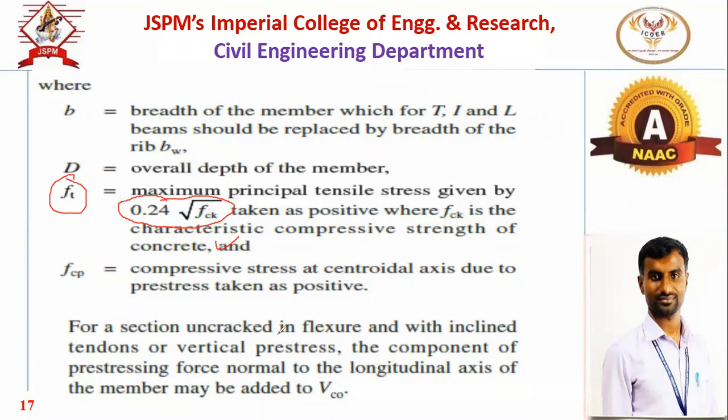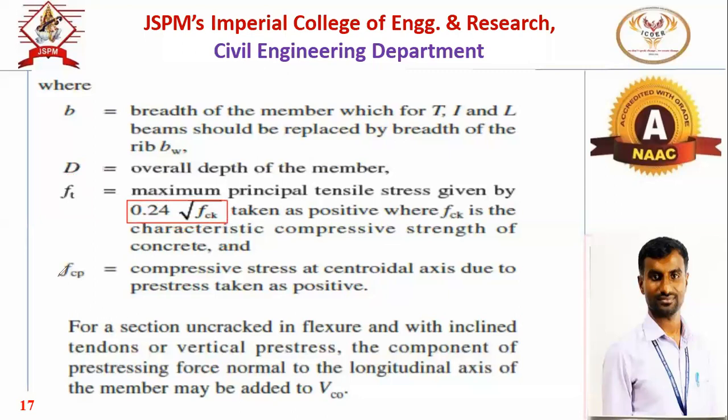So for your online exam, what they will ask: the maximum principal tensile stress in uncracked section is 0.24 root of fck, 0.34 root of fck, 0.44 root of fck. So this we have to remember. Okay, this we have to remember. So this is the maximum principal tensile stress.